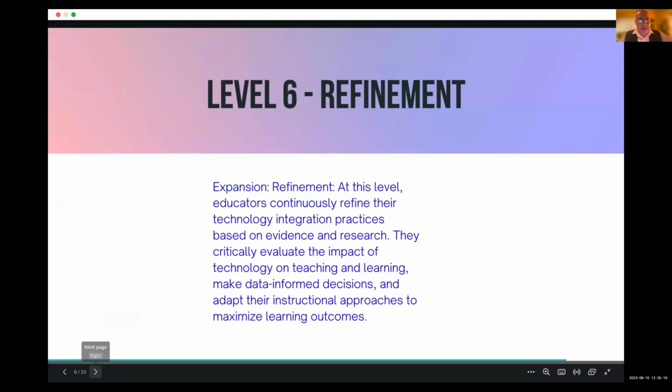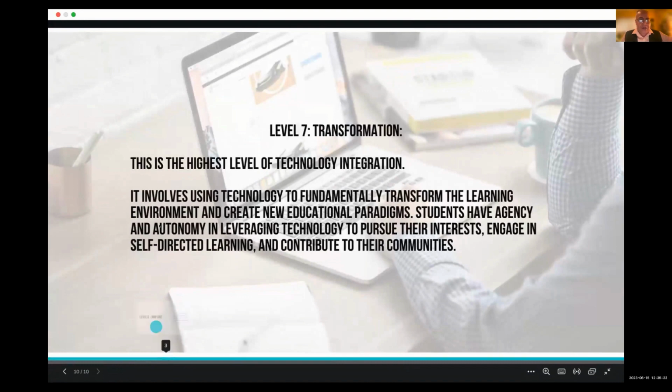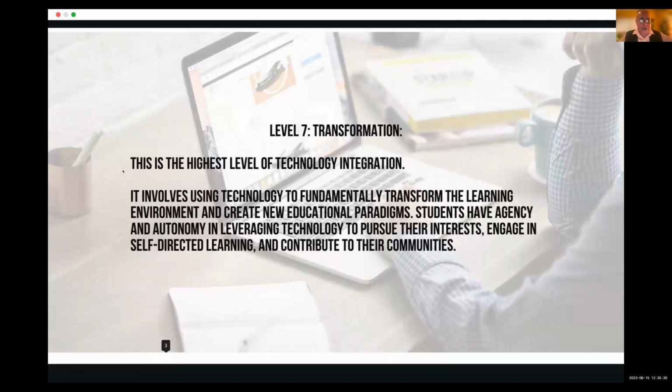Now, there is one more level, which was transformation. Basically, transformation is where students become self-directed learners and contribute to their learning communities. We always talk about that as being our goal, that students are self-directed learners, all aided by technology, and now obviously through social media. There is a lot in technology.